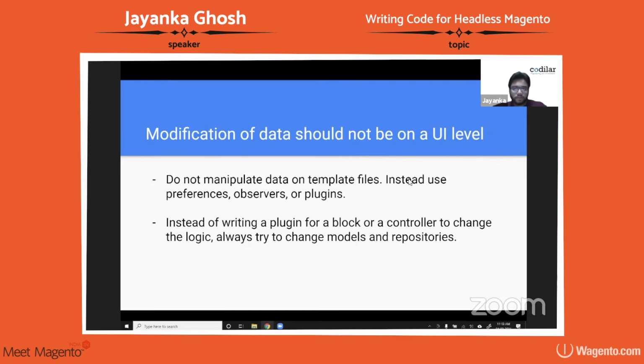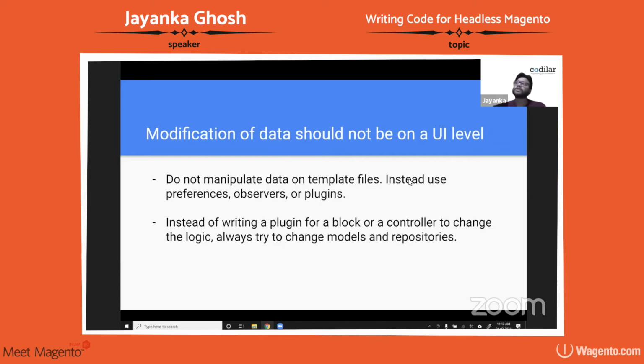The other part of this is, if you're writing a plugin or an observer, try to write it for a model or a repository. If you write it for a controller, if you're changing data on a controller, then for a REST API or for a GraphQL, there is no concept of controllers. All of them enter the same controller. So your change will go away. You will have to write the same thing again. So instead of that, if you change the data directly on the model level, that same thing will work without you having to do anything.